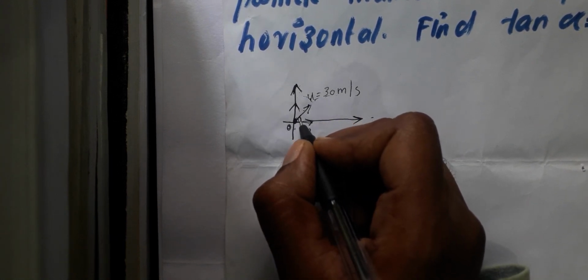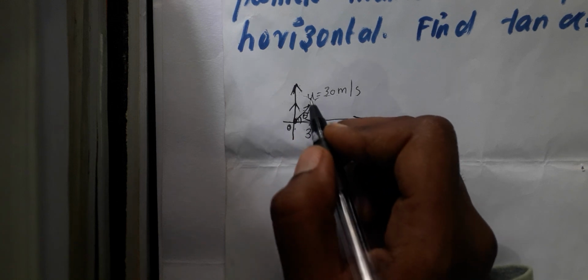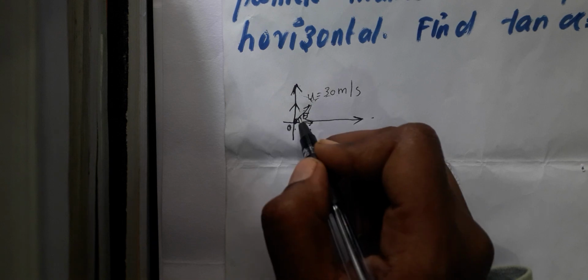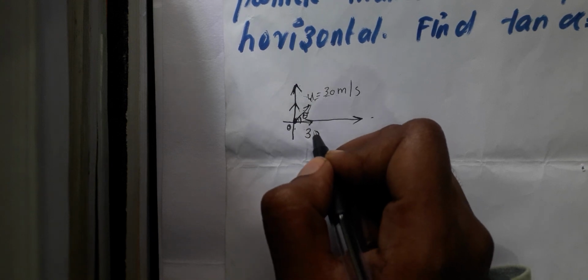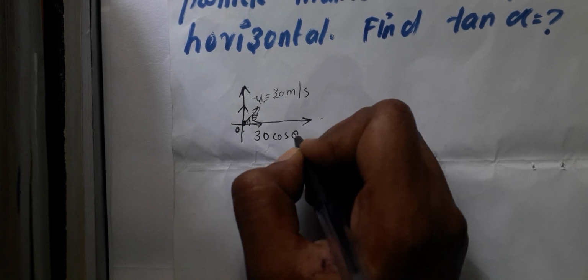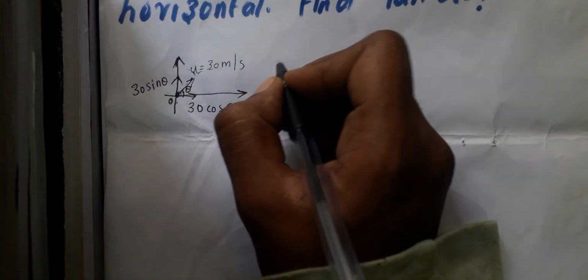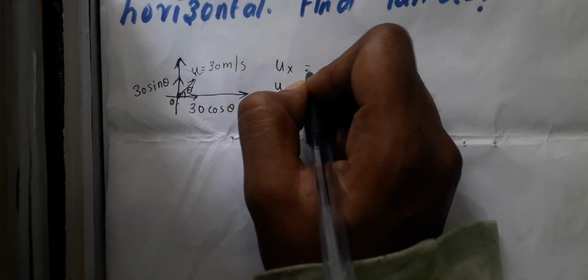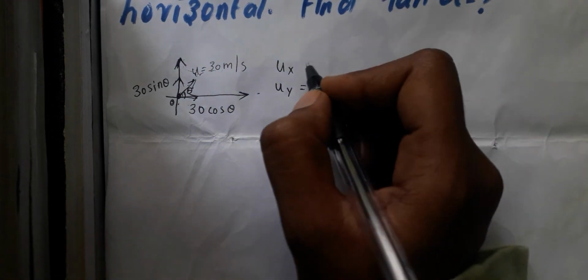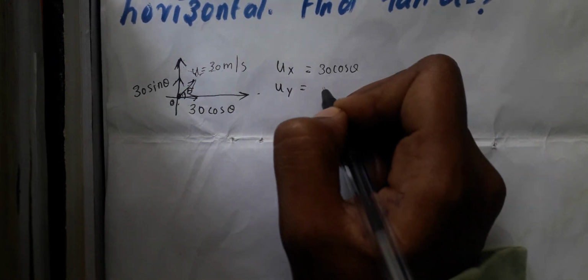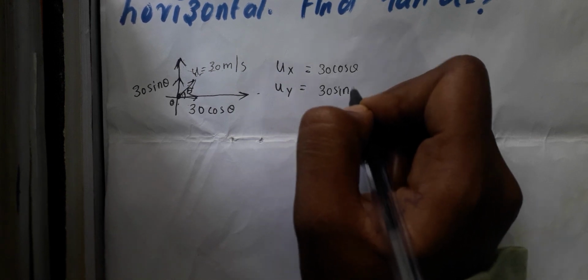Also remember, theta is the angle made by the particle's velocity with the horizontal axis. So the horizontal component is 30 cos theta, and the vertical component is 30 sin theta. So what we actually obtain now is ux and uy. ux is this component, 30 cos theta, and uy is 30 sin theta.